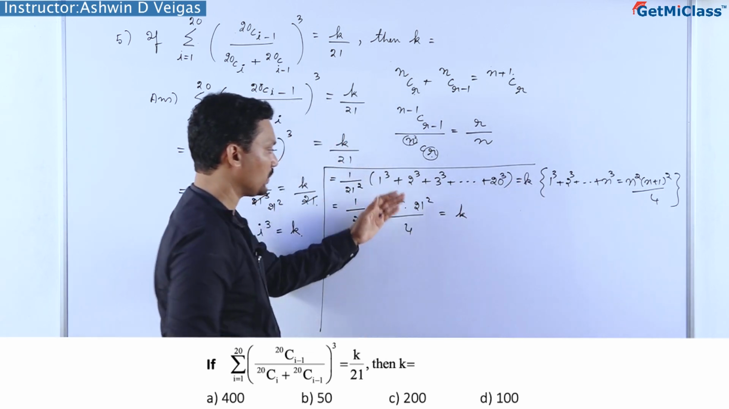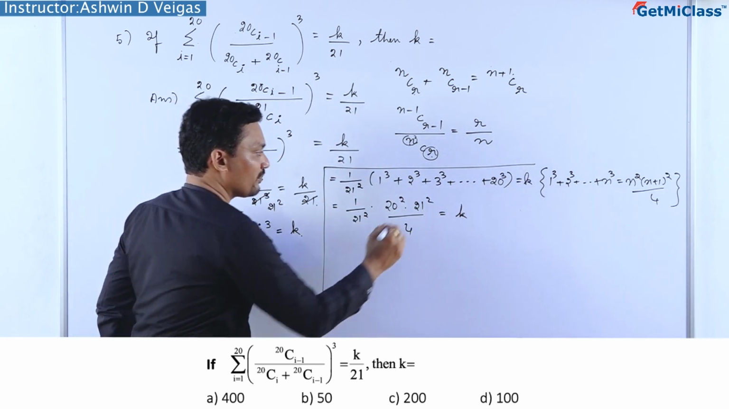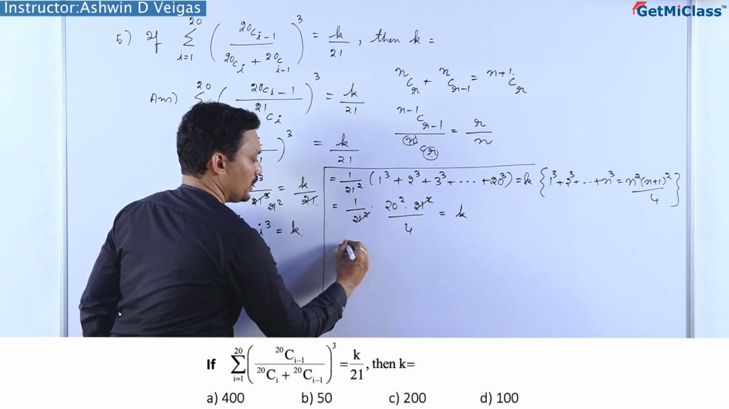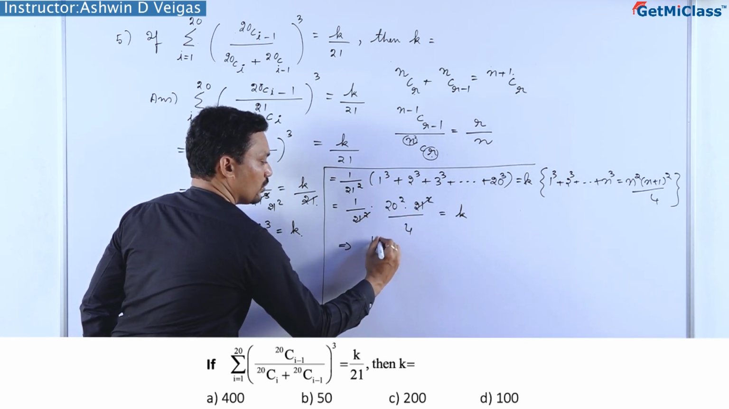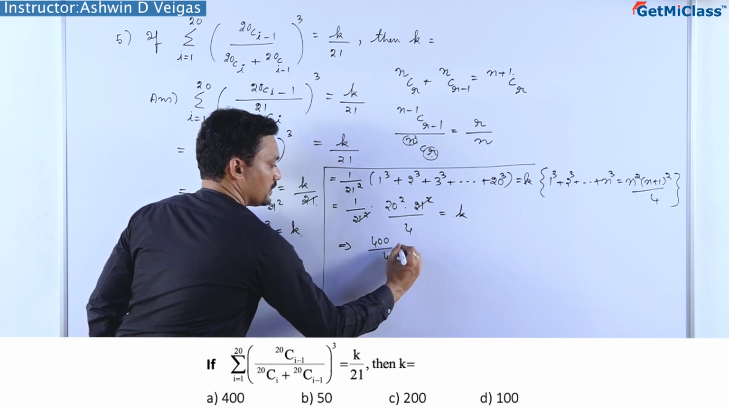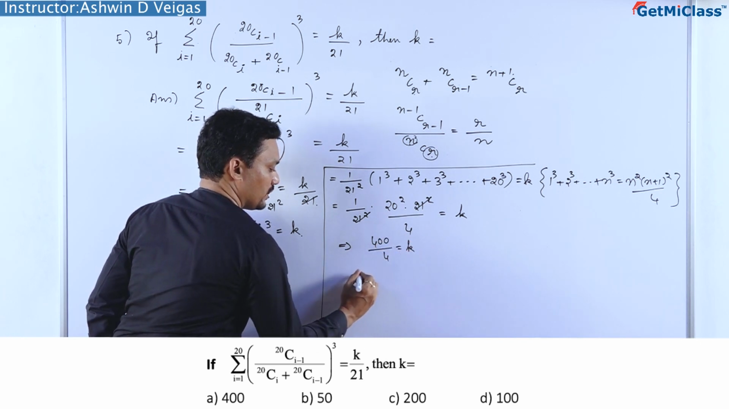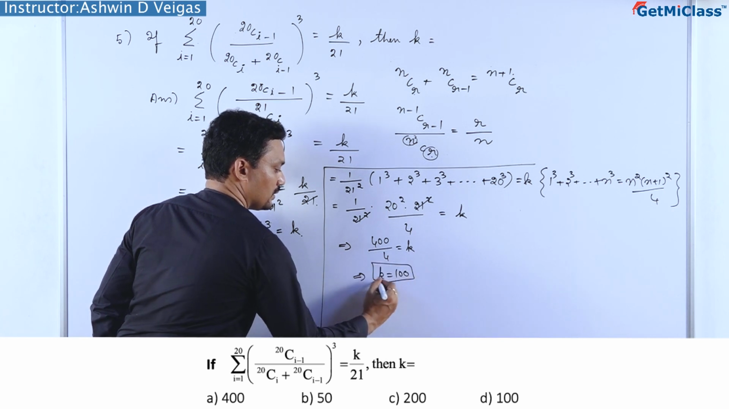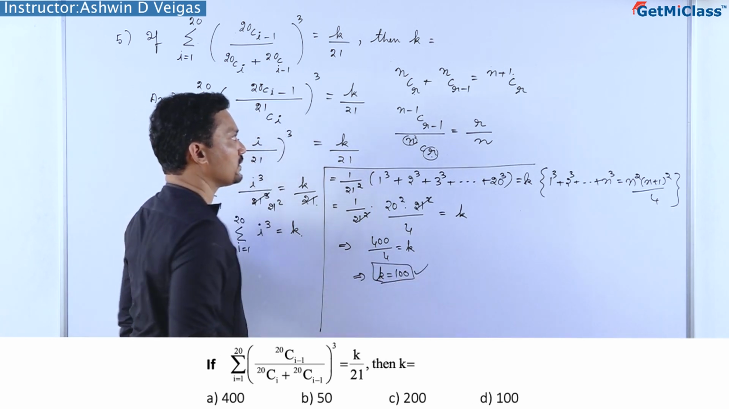So, now if you simplify this, we are going to get the value of k. So, 21 square will get cancelled. So, you are going to get 400 by 4 is equal to k. So, this will give me the value of k as 100. So, therefore, 100 is the answer.